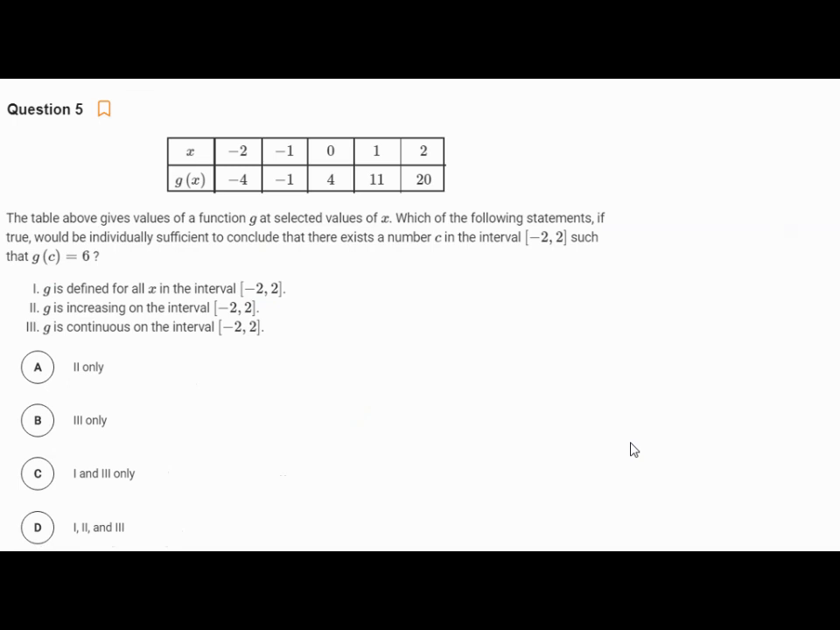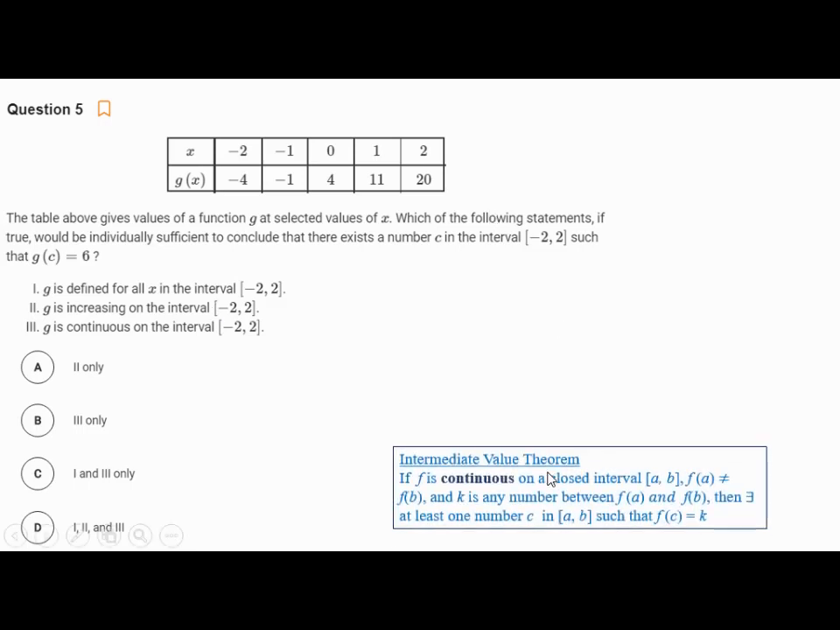The next problem, question 5, says the table above gives values of a function g at selected values of x. Which of the following statements, if true, would be individually sufficient to conclude that there exists a number c in the interval negative 2 to 2 such that g of c equals 6? Before I look at any of these options, by the way they're asking the question, I know that I have to be applying the intermediate value theorem. So let's think about the intermediate value theorem. It says that the first criterion must be that it must be continuous on the interval that we're talking about.